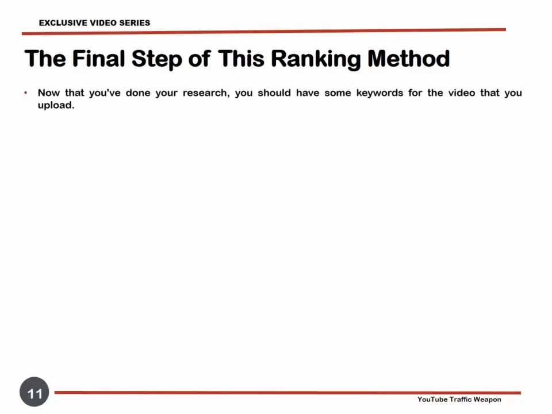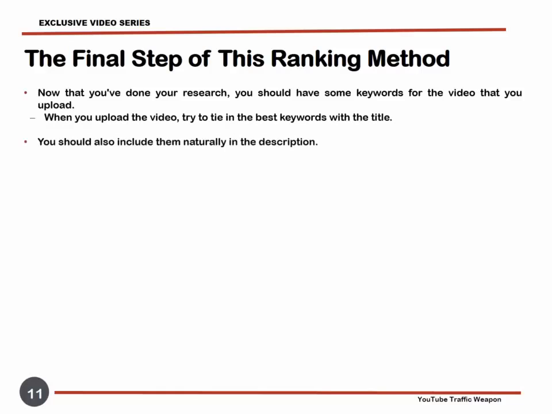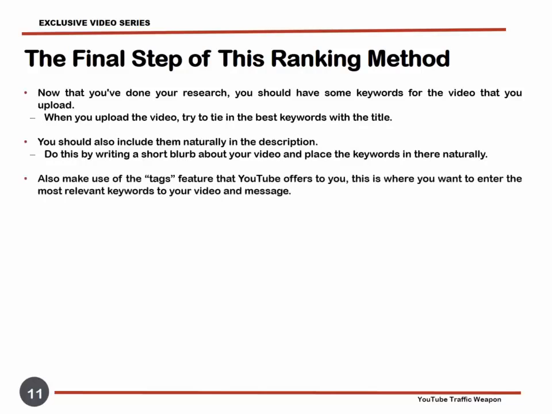Now that you've done your research, you should have some keywords for the video that you plan to upload. When you upload the video, try to tie in the best keywords with the title. You should also include them naturally in the description. Do this by writing a short blurb about your video and place the keywords in there naturally. And also make use of the tags feature that YouTube offers to you. This is where you want to enter the most relevant keywords to your video and message.